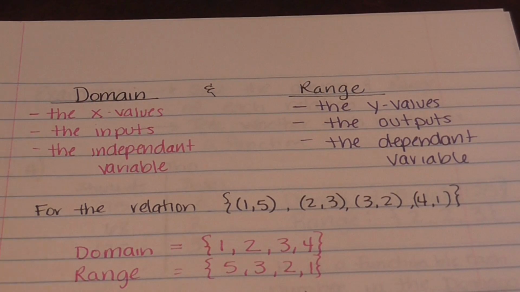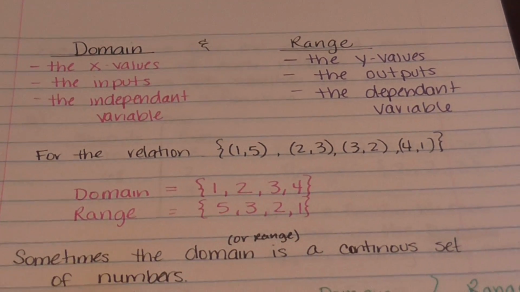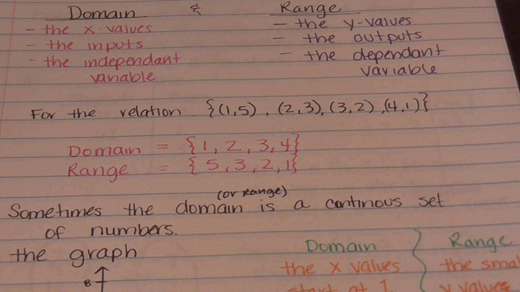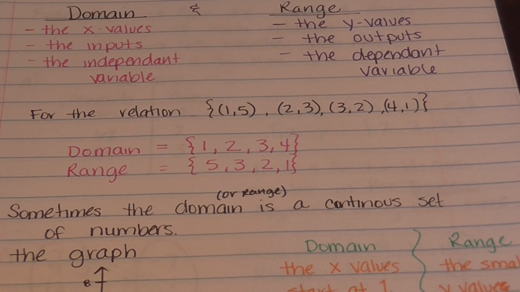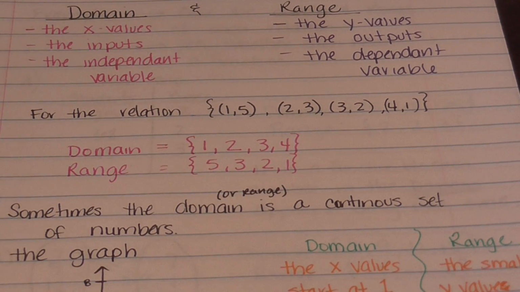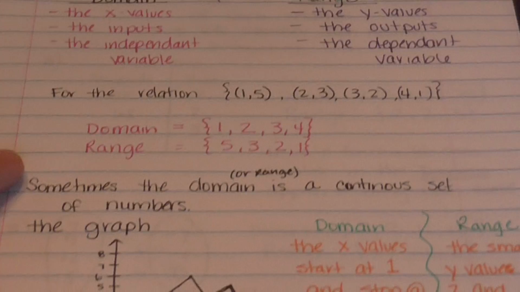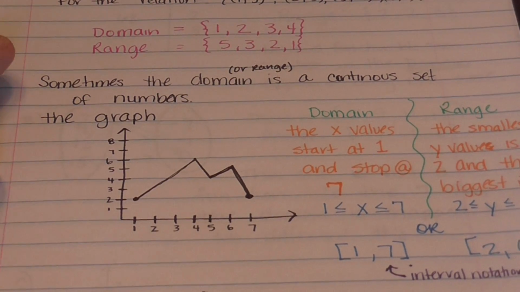Okay? So sometimes the domain or range is a continuous set of numbers, meaning that there's no break between them. It's not a list of 1, 2, 3, and 4. It's everything between 1 and 4, or 1 and 7, or 1 and 12, or it can be from negative 4 to 36, all the different possibilities of combinations of numbers. When it's continuous, that means that it includes all of the fractions, all of the decimals, it includes everything. And you normally are able to see that on a graph more than with a list of ordered pairs.